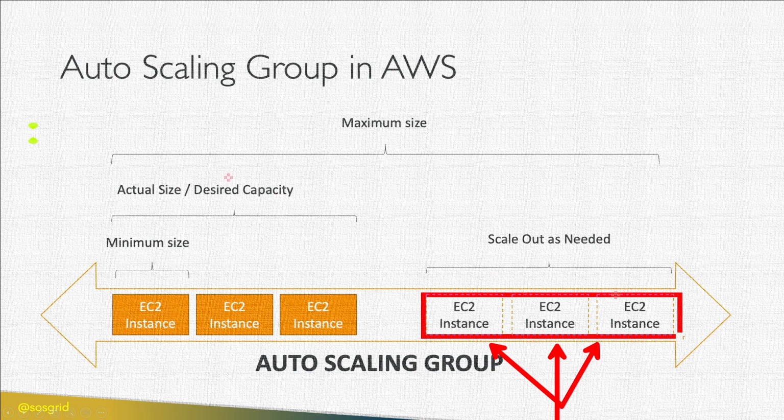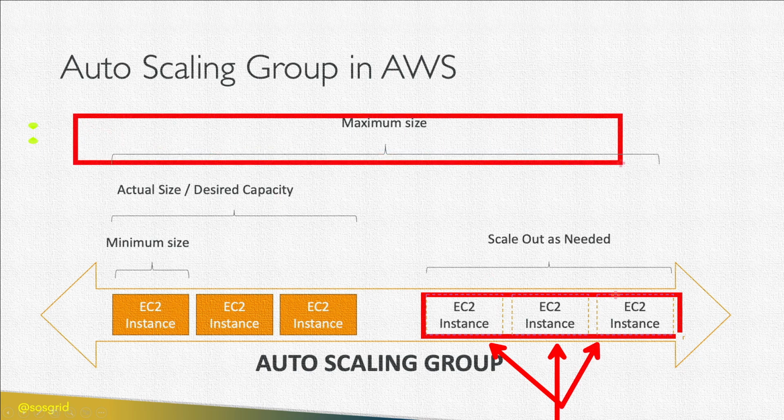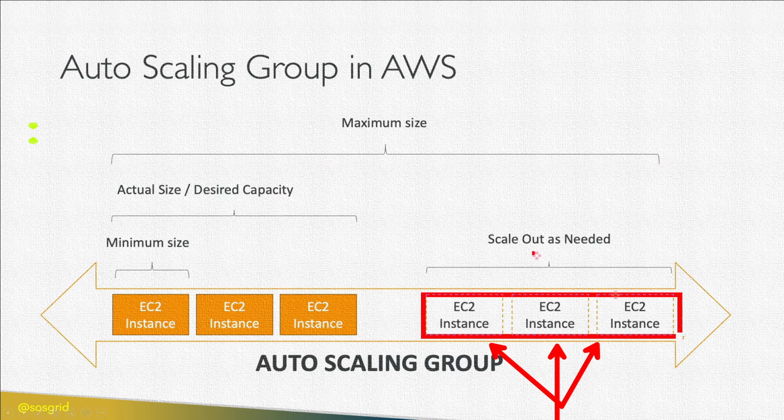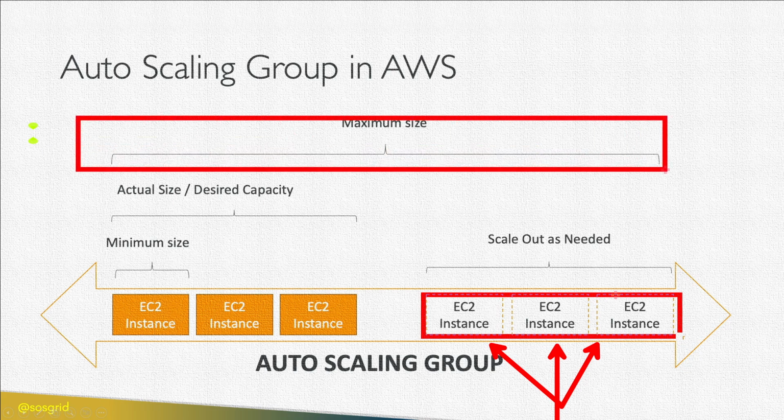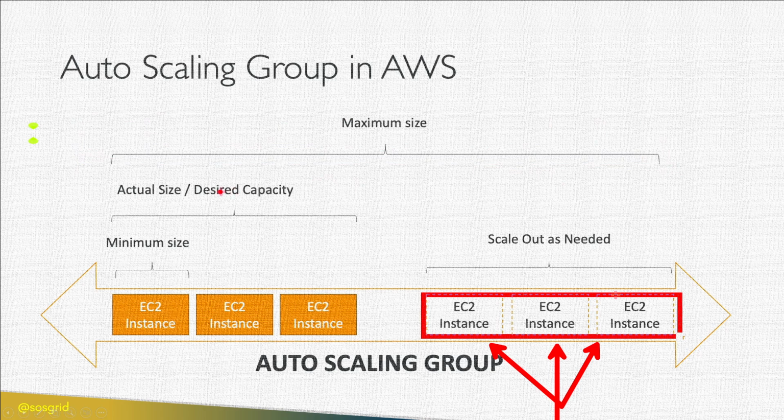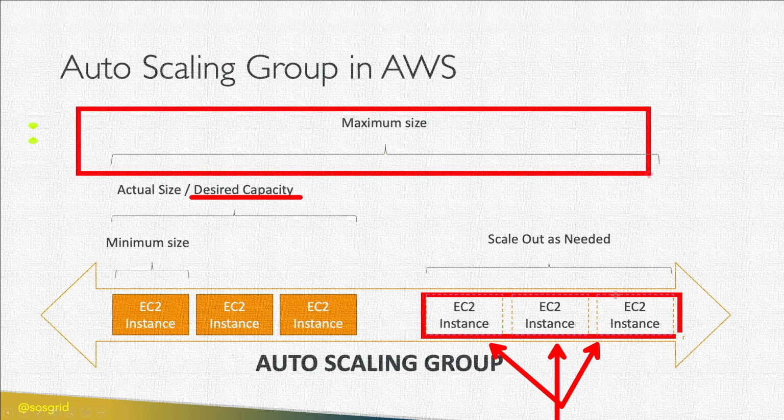By default, that means you can set the maximum size. If it's going to be scaling out, which means creating more instances, at maximum, how many do you want it to create for you? So you can set a desired capacity, how many you want by default, and you can set how many you want at maximum, so that it doesn't create more than what you can pay for, right? So you need to set a maximum size for it.